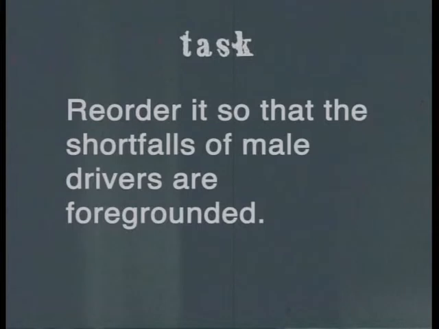These are the instructions for your task. Take the information from the article and reorder it so that the shortfalls of male drivers are foregrounded. In your revised article, you may want to make the title more female driver friendly.